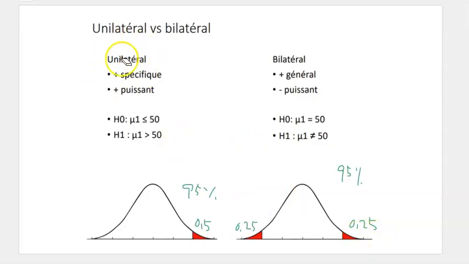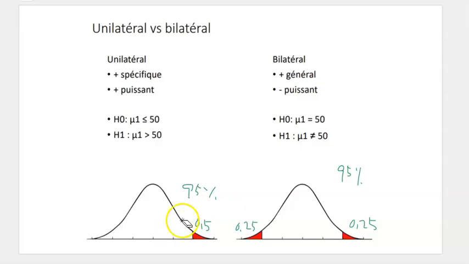However, when you say unilateral, that means that the 5% alpha is only for the positive part. In that case, you put the 5% in only one part. So that is the unilateral and the bilateral, and how you will put your hypothesis in the beginning of your research.